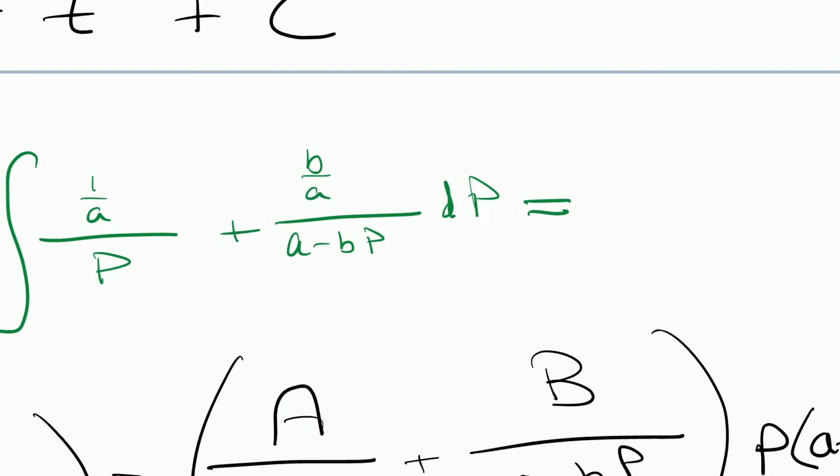Haven, what is the integral? Ignore the 1 over a. What's the integral of 1 over p dp? Yeah, the antiderivative of 1 over p. Natural log, yeah. Natural log, very good. So the 1 over a is constant, so we're just going to let that go along for the ride. So natural log of p, very nice.